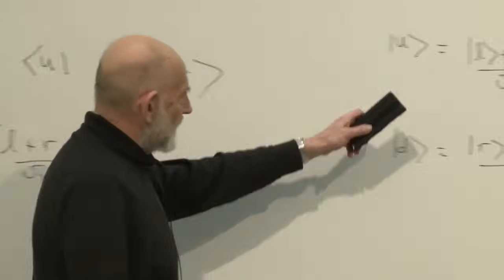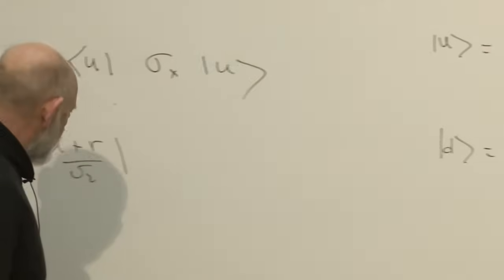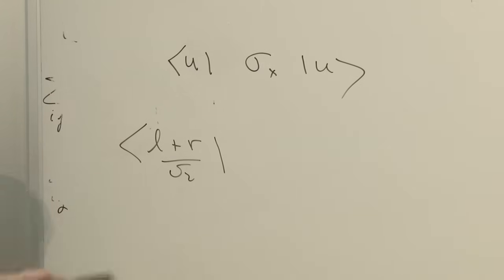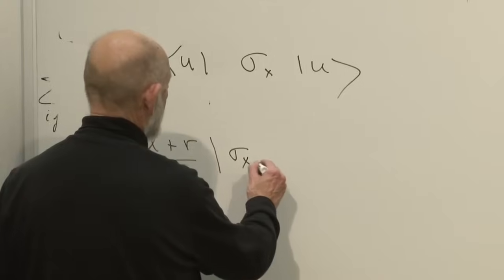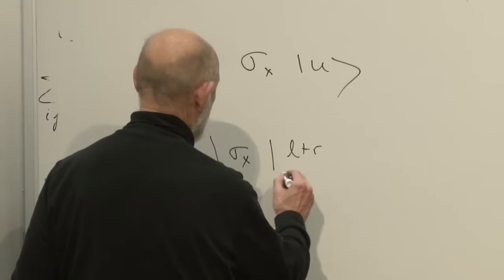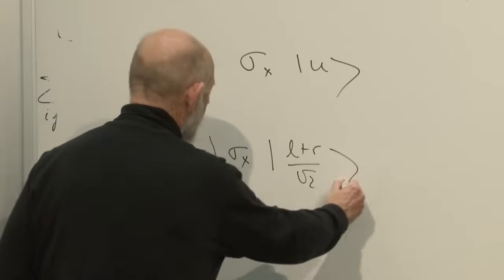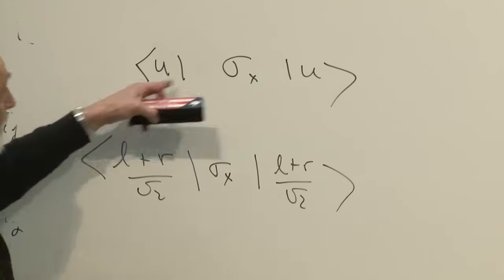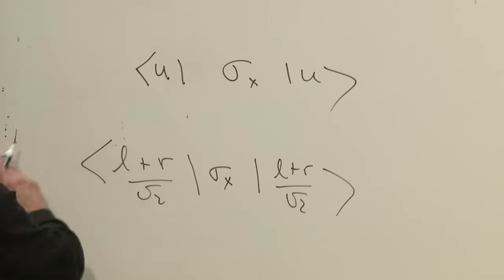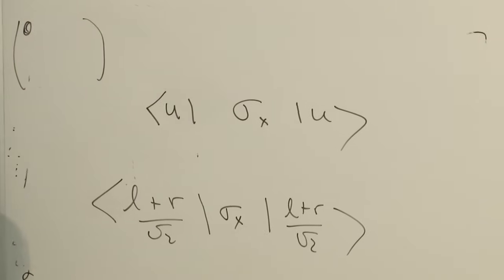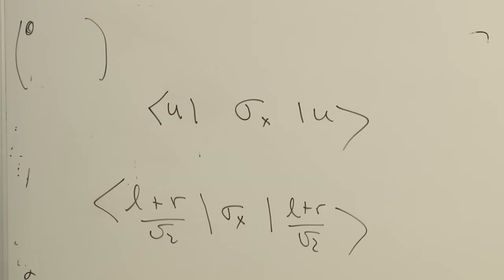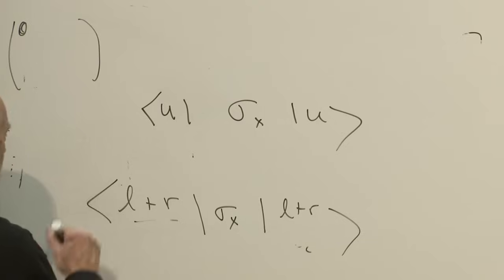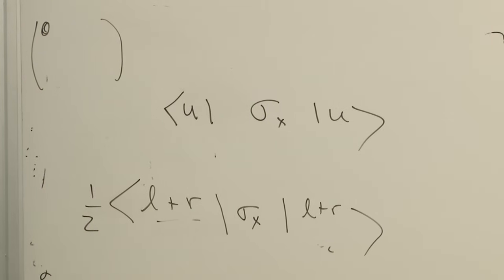I mean the bra vector, left plus the bra vector, right over the square root of 2, but too many vertical strokes and I get confused. So let's just write it as left plus right over the square root of 2, sigma x, left plus right over square root of 2. First of all, this is sigma x up, up. There it is. It's the up, up entry. All right, first of all, there's a factor of 2 that I can take out, square root of 2 from here and a square root of 2 from here. That's altogether 1/2.